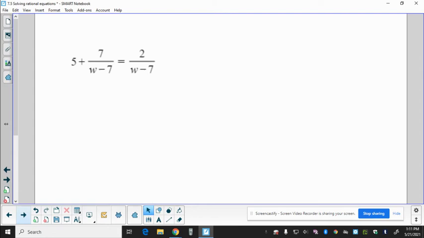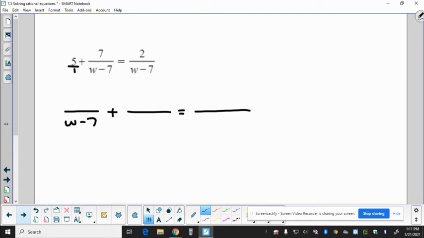Now, what I would do here is make that 5 over 1. So I think we should rewrite this equation and think about what's a common multiple. And I'm thinking it's w minus 7 times 1, or just w minus 7. I'm going to put in my old numerators, and I'm going to do a comparison of denominators. So there's the original. Here's the new. How are they different? By a factor of w minus 7.